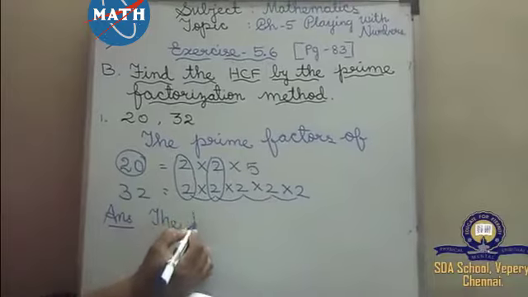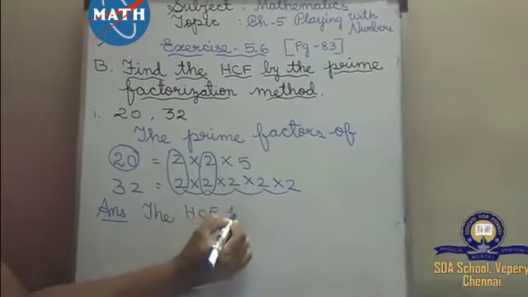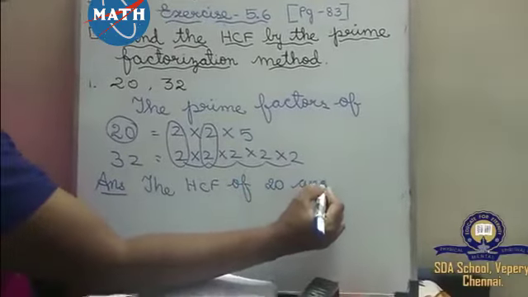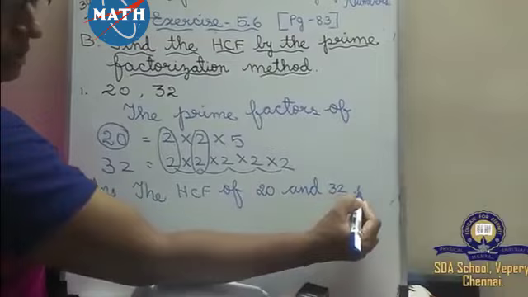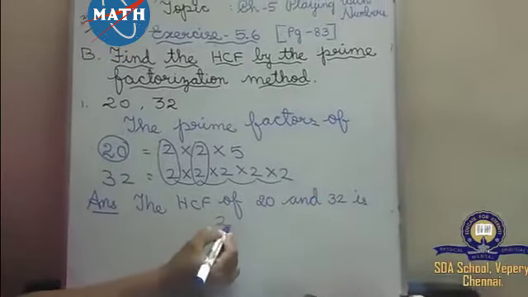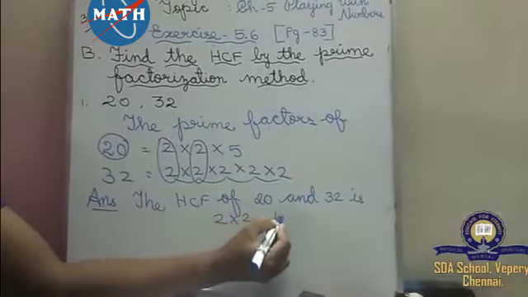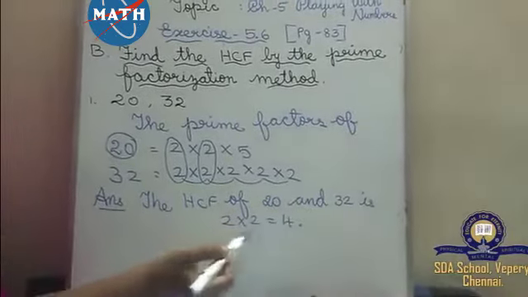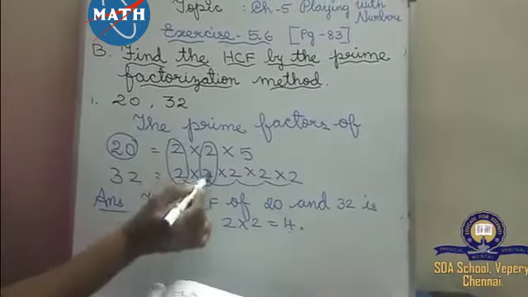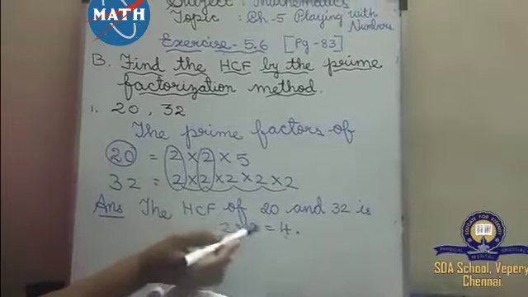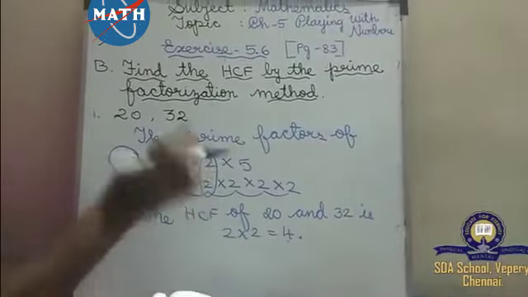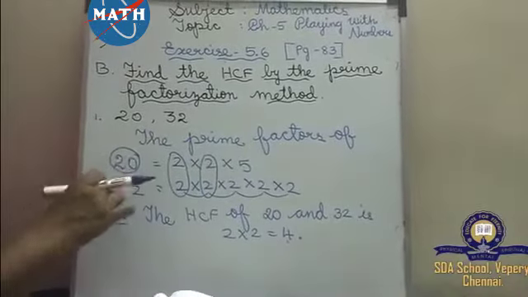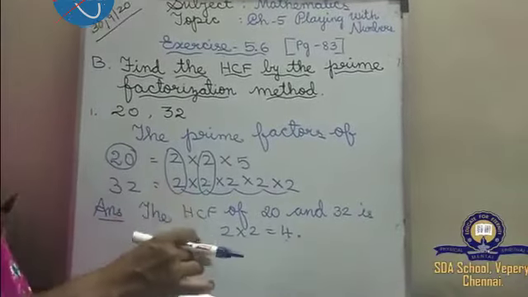So what's the answer? The HCF of 20 and 32 is 2 into 2. How much, children? 4. The HCF of 20 and 32 is 4. This is the answer. We have to multiply this number. Understood? 2 into 2. So the sum is as it is in the first one only. Only one more sum I will teach, and then we will go on to the third one.